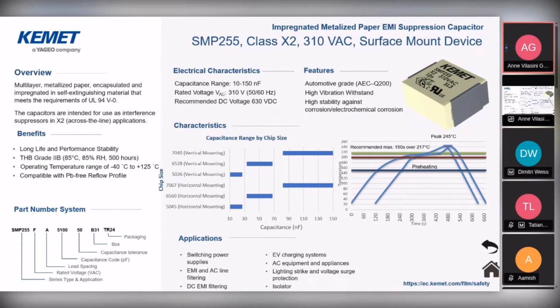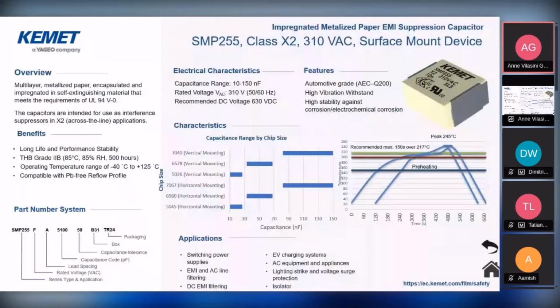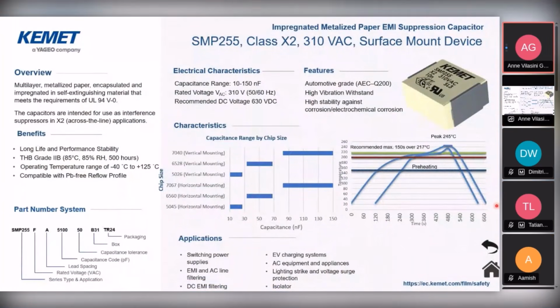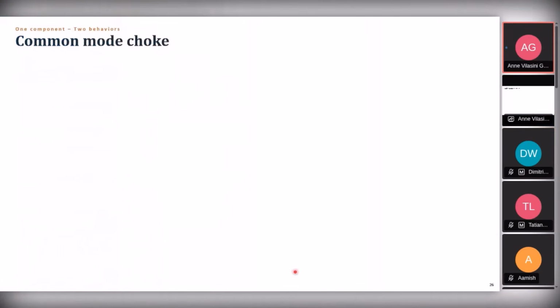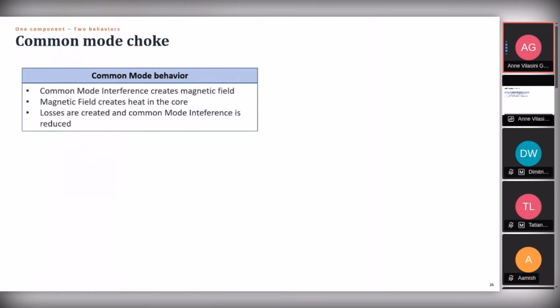So how is adding Y caps attenuating and not creating a path for the current flow? So this is explained in the next slide. So I can show. Can you still see my screen? Yes, we can. Okay, so here I can explain with the help of a common mode choke.